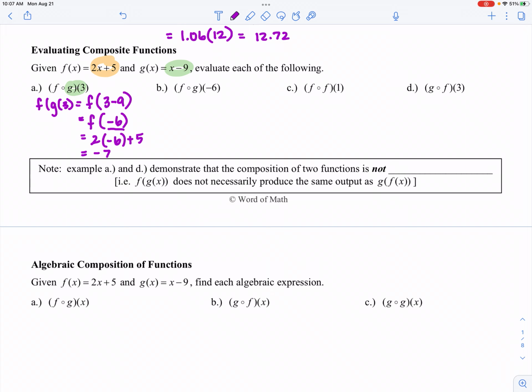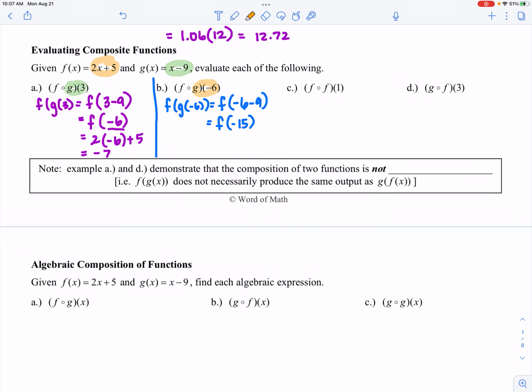Next, we're going to look at g of negative 6. We're going to do this g of negative 6 first. So we're doing f of g of negative 6, which if we look at our g function is our x minus 9. So anywhere that there's an x, I'm going to plug in a negative 6 minus 9. So we're looking at f of negative 15.